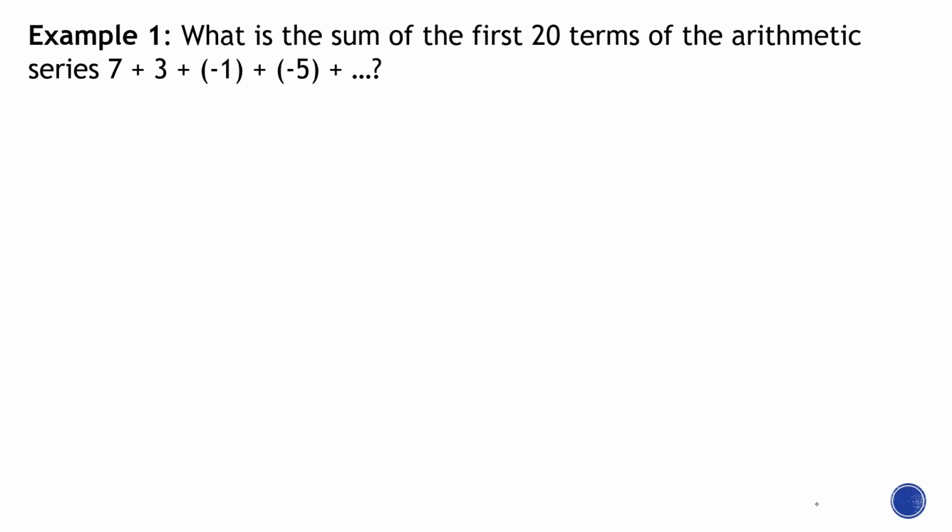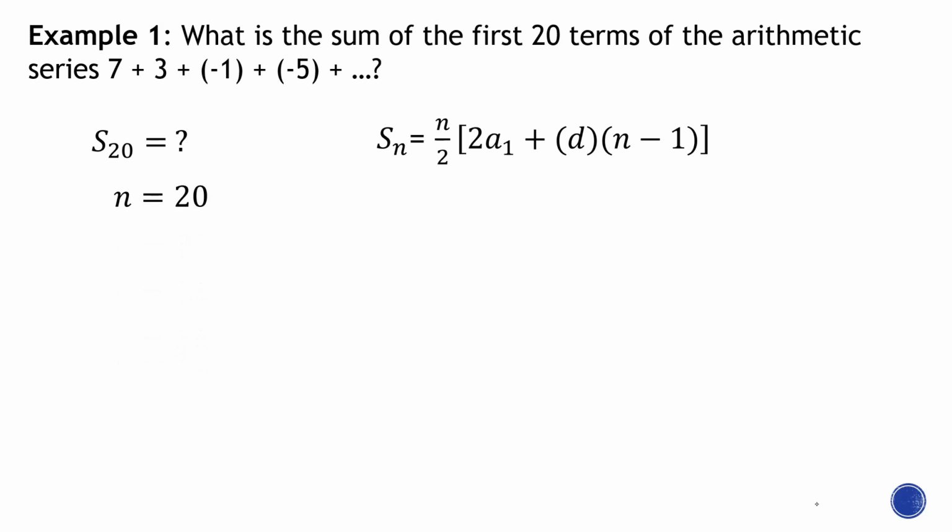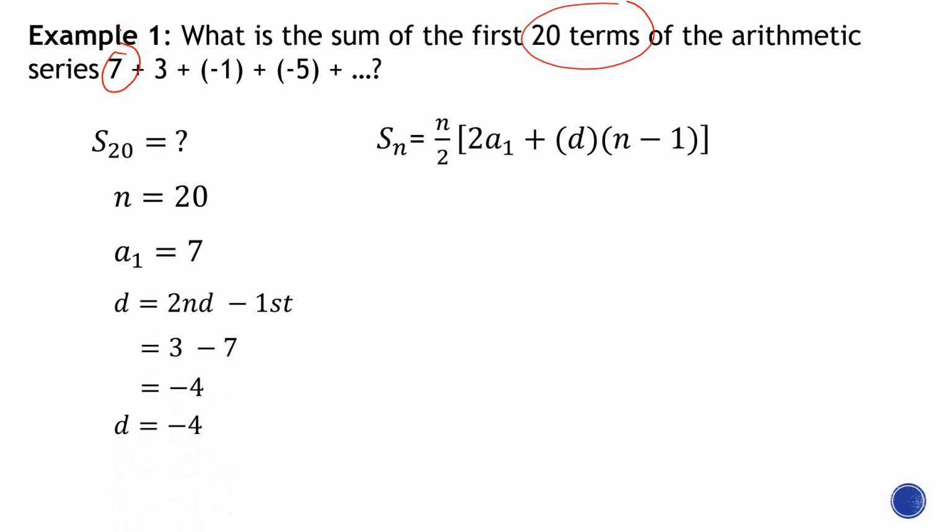What is the sum of the first 20 terms of the arithmetic series 7 plus 3 plus -1, plus -5, until the 20th term? So that's the formula we'll be using. Our n is 20. Our first term is 7. Our common difference is 3 minus 7, which is equal to -4.